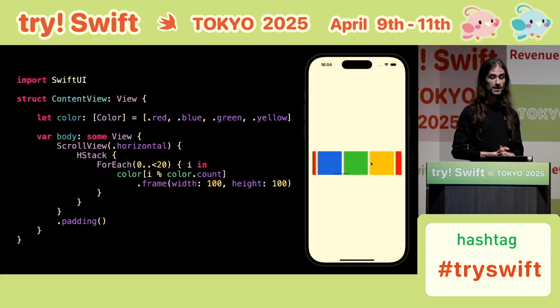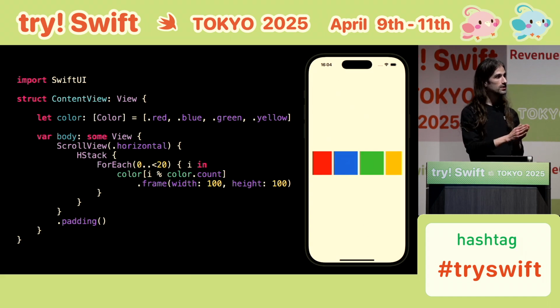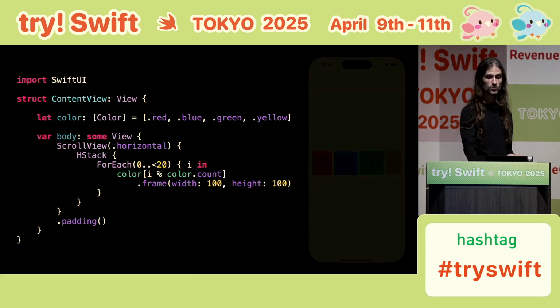But sometimes it's not what you want. Sometimes you want to give some restrictions on how the user can scroll. For example, maybe you want to implement a paging where a user can only scroll by a given amount. It's something that used to be possible for scroll views in UIKit, and now it's also possible in SwiftUI.